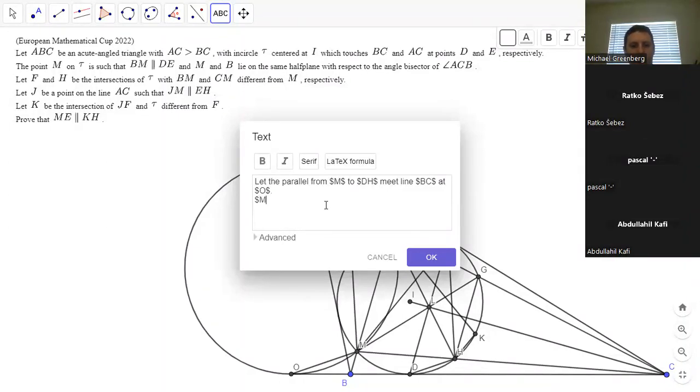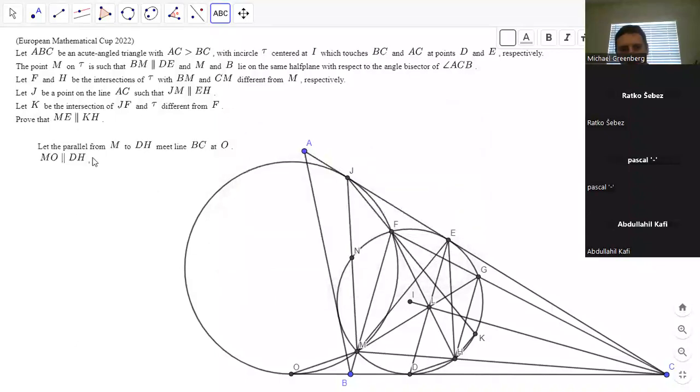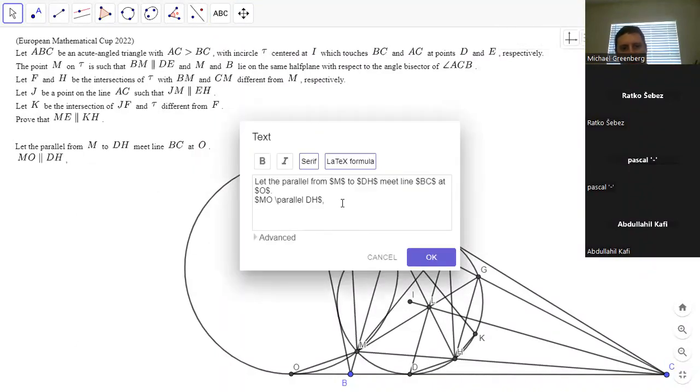And then we have MO is parallel to DH, and MJ is parallel to HE. EHT is homothetic to JMO at C.